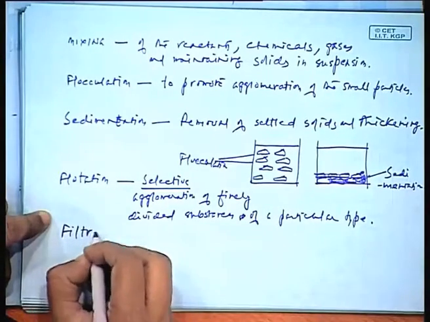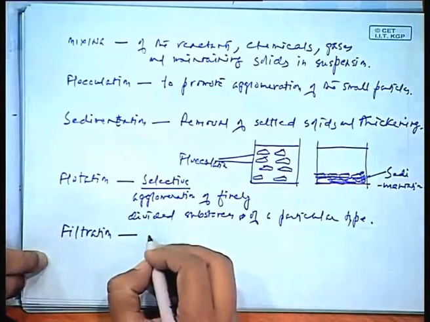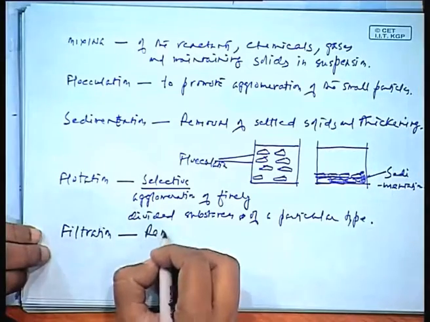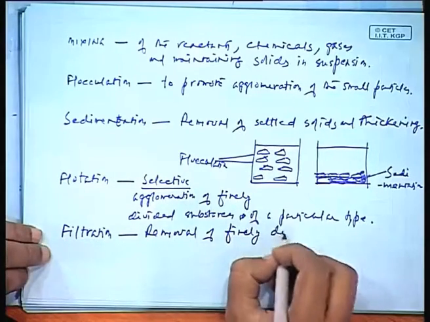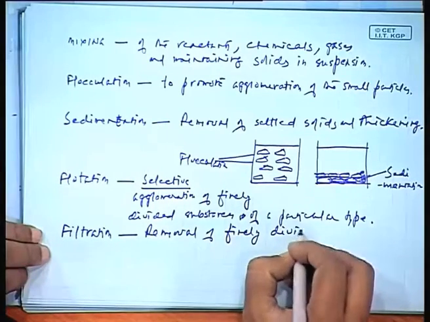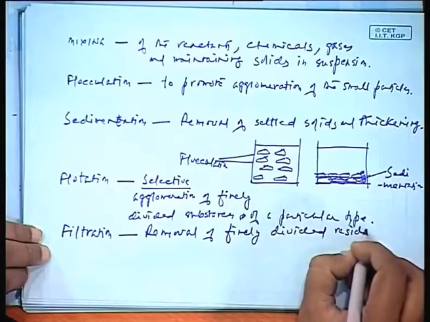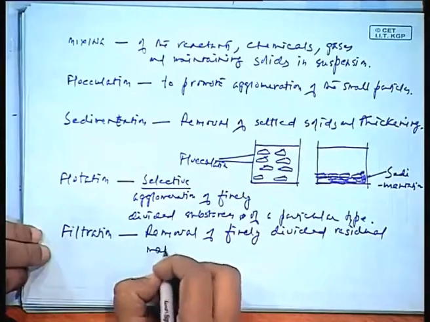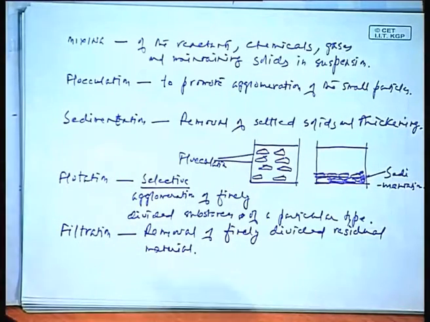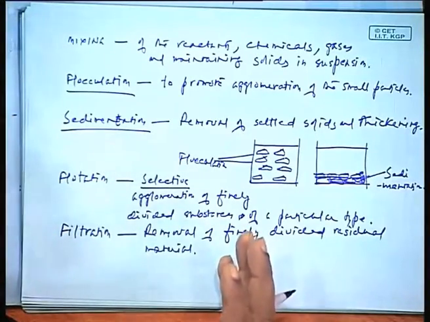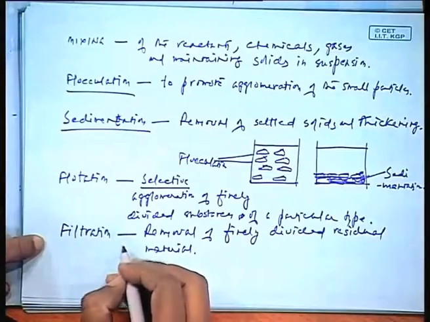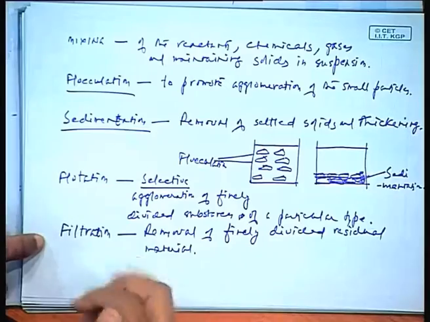Filtration is another. Fine filtration is the removal of finely divided residual material. This is the procedure of filtration. We have to filter out. You would not like the flocculated material or the sedimented material to remain in the flow. You would have to separate them out, and filtration is one method by which we do that.